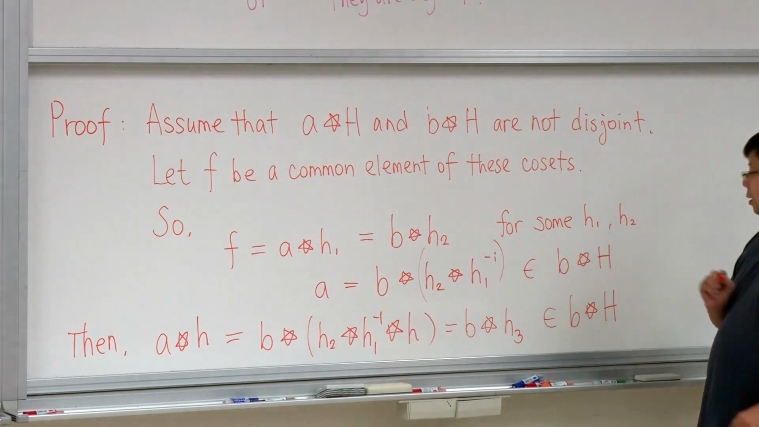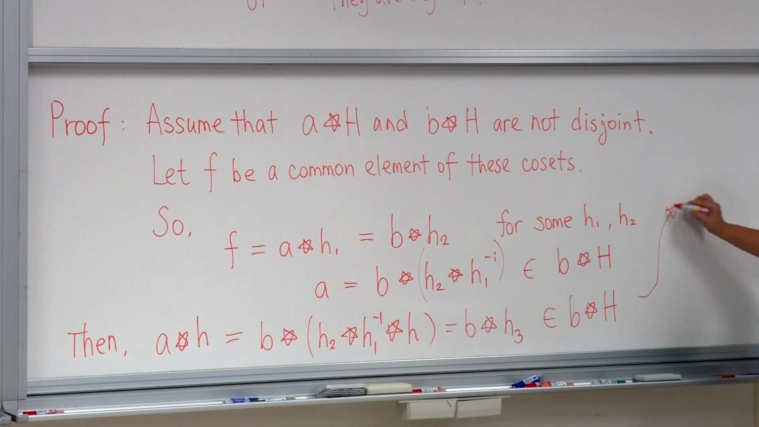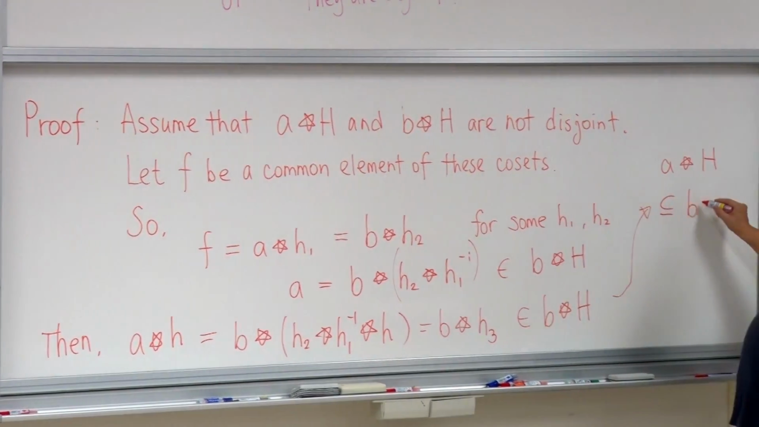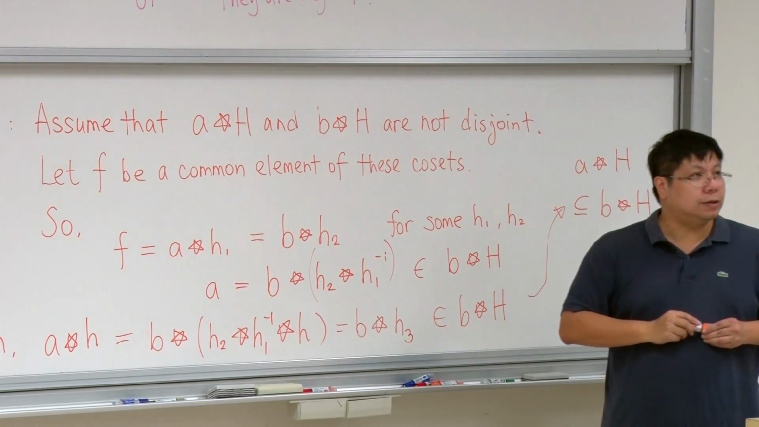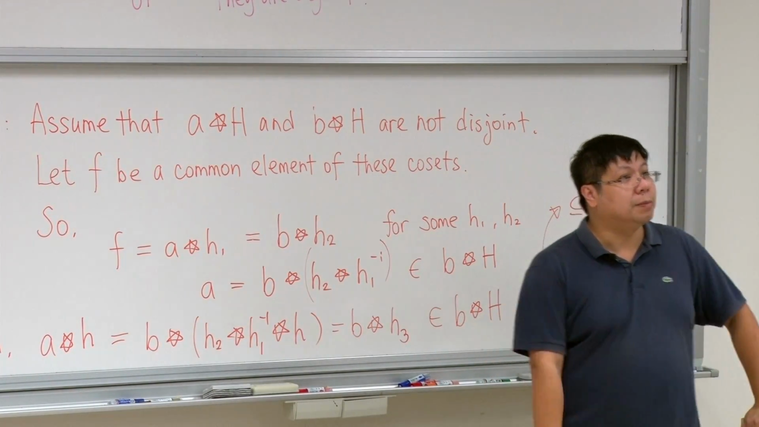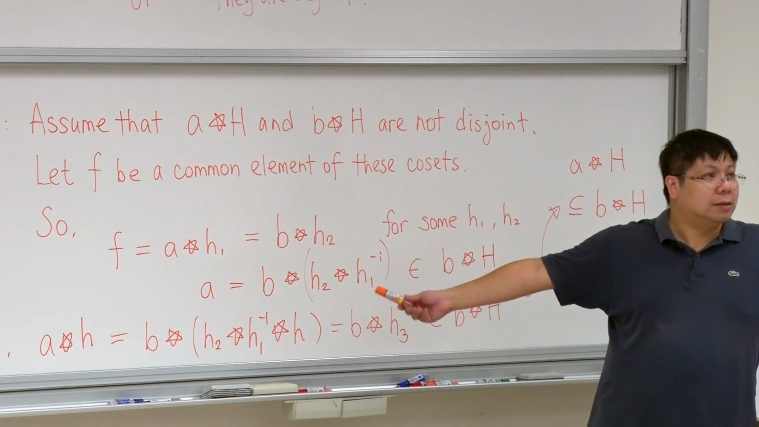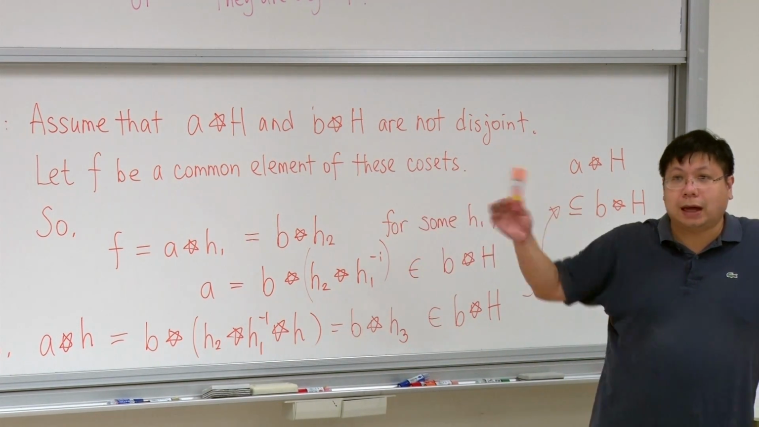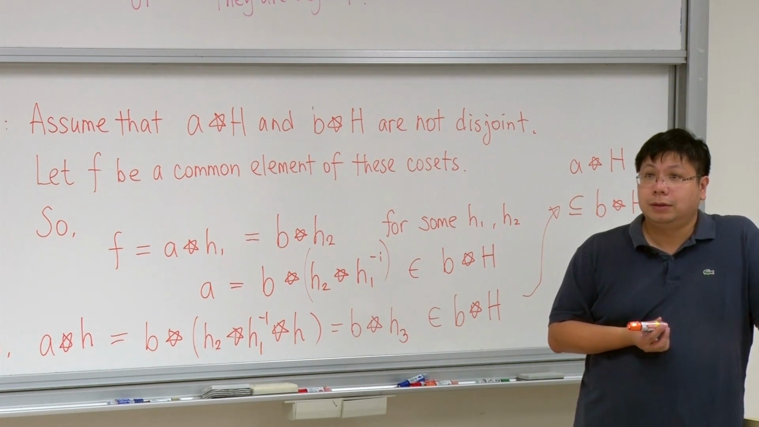And then this is in B star H. Okay. So after doing a lot of things, we have shown that A star H is a subset of B star H. Anything that you can imagine appearing in A star H is also in B star H. You can repeat these arguments to show B star H must be a subset of A star H, so that the two sets are identical.